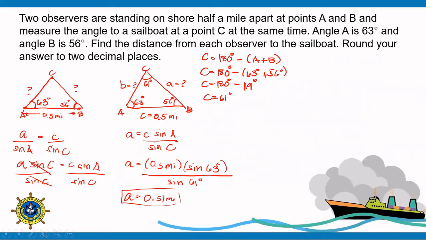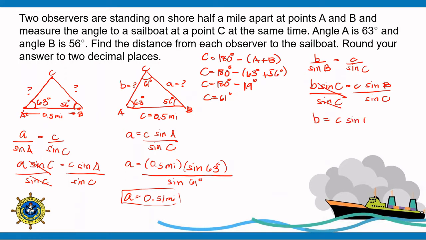Now, kung gagawin natin yung sa B, okay, so same scenario. So you have here B over sine B is equal to C over sine C. So to solve for B, cross-multiply natin. So B sine C is equal to C sine B. And then para ma-solve natin ang B, divide natin both sides of the equation by sine C. So para cancel na siya dito. So B therefore is C sine B over sine C.